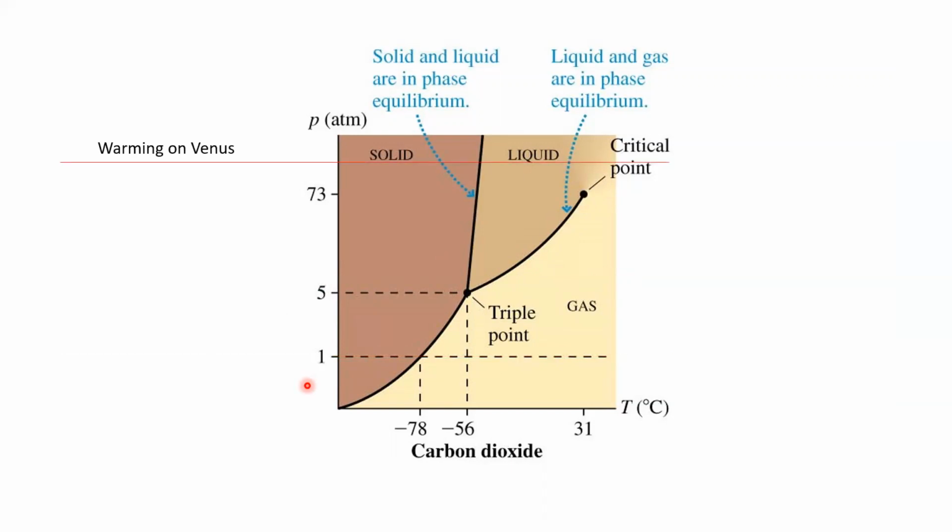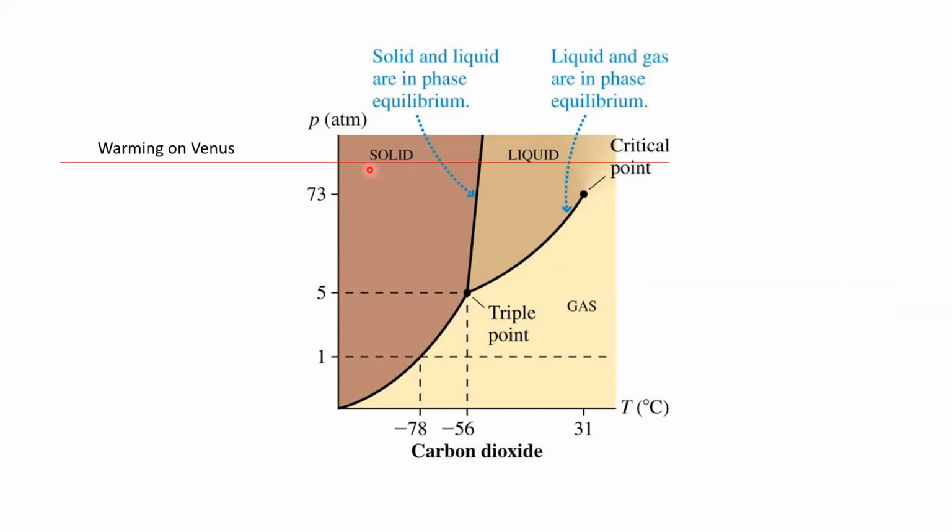Let's take ourselves to Venus now. I mentioned that the atmospheric pressure on Venus is something like 100 times as great. So you'll see this is not to scale, 1 to 5, 5 to 73. This is just schematic here. But let's suppose that this is the pressure on Venus. And actually that's well above the so-called critical point.